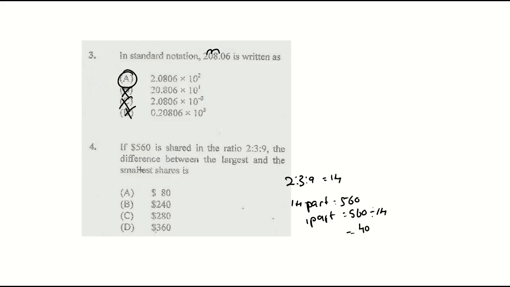Alright, the difference between the largest and the smallest share, that is the difference between 9 and 2, is 7. Yeah, 7 parts would be 40 multiplied by 7. 7 4s are 28. You add a 0, so the answer is C. Alright?